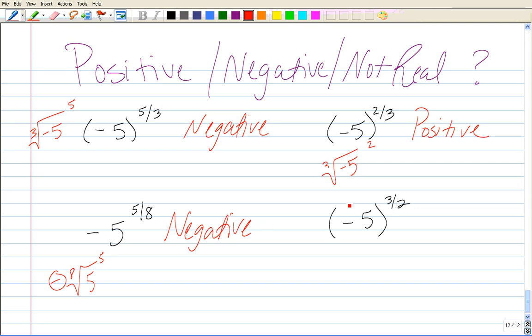One more, negative 5 to the 3/2, so that 3/2 goes with everything that's in the parentheses, so we have the square root of negative 5 raised to the 3rd. The square root of a negative number is not real, so we don't even have to look at the rest of it because we know that this one is not real.